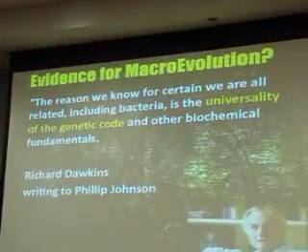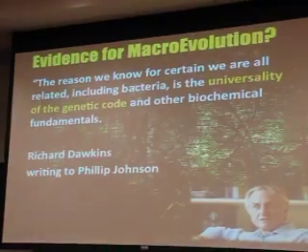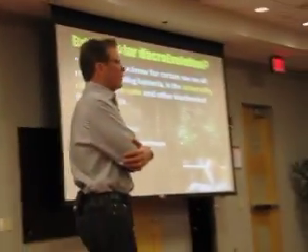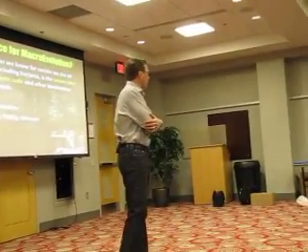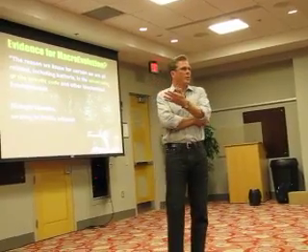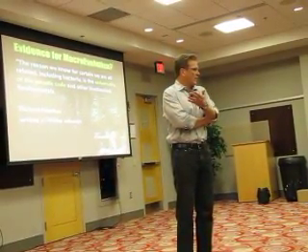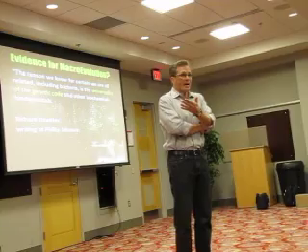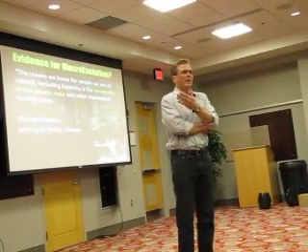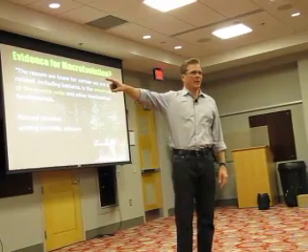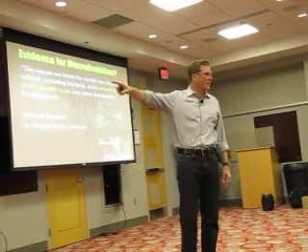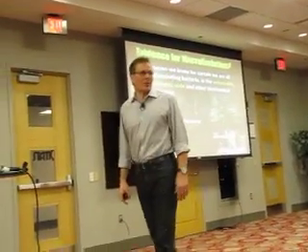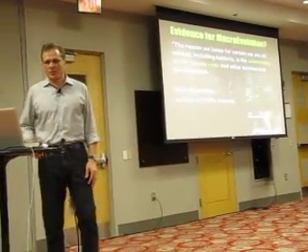The reason we know for certain we are all related is the universality of the genetic code and other biochemical fundamentals. One possible interpretation of the data for a common genetic code is that we have a common ancestor. He's right. That could be the case. What's the other possible interpretation? Common creator, common designer, right? You don't know from the data. Science doesn't say anything. Scientists do. Dawkins has already ruled out intelligent causes before he's looked at the evidence. So he's assuming by philosophical fiat that the only game in town is common ancestry rather than a common creator. He doesn't know that. He's just assuming it to be true.